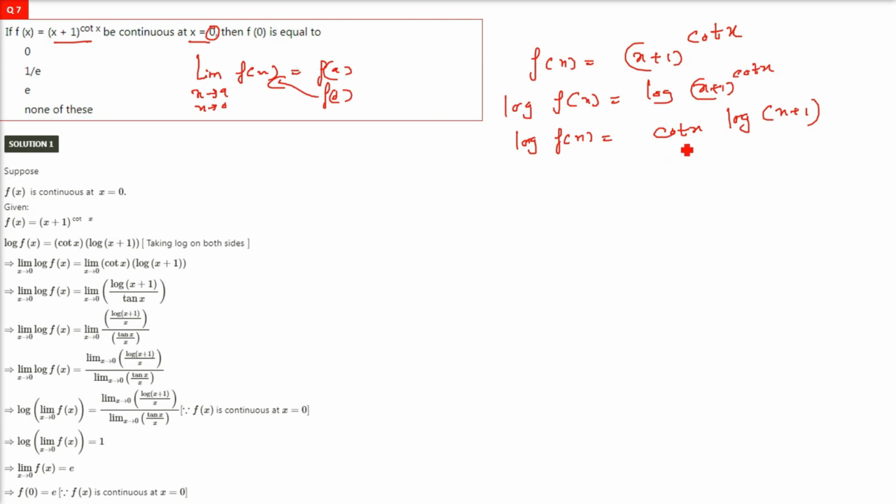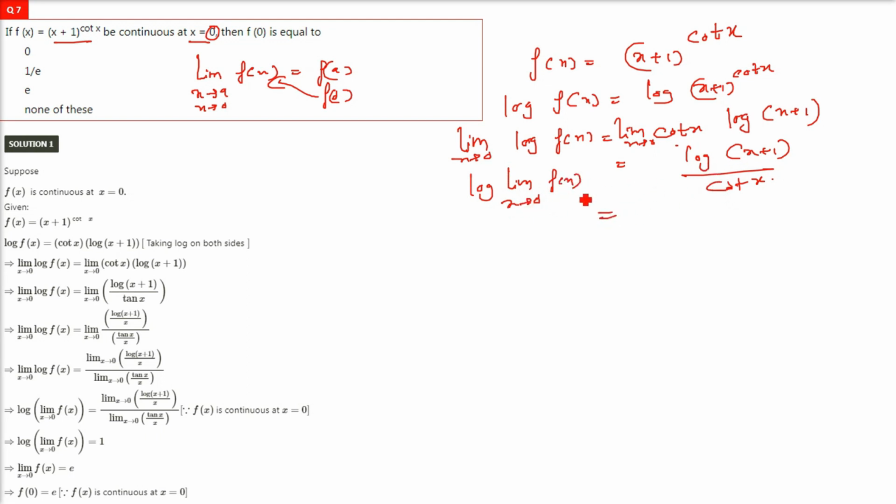Now this cot x can be written as 1 by tan x. And please remember this cot x is in front of log. So cot x we can write it as 1 by tan x. So it will be log (x plus 1) divided by tan x. I'll just replace it by tan x. Now remember that when you take the limit of the log, the limit goes inside. That is, we have to apply the limit. That is what we are finding. So limit x tends to 0 for log, it goes inside. So this will be log, limit x tends to 0, f(x).